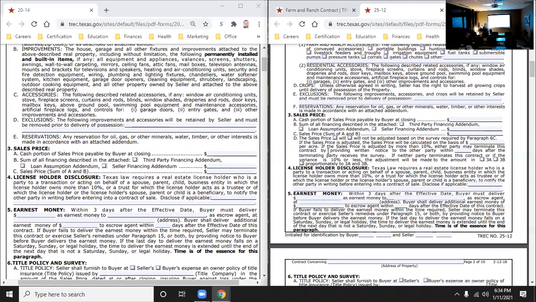Look at D. The sales price will or will not be adjusted based on the survey required by paragraph 6C. If the seller's price is adjusted, the sales price will be calculated on the basis of blank per acre. If the sales price is adjusted by more than 10%, either party may terminate this contract by providing written notice to the other party within blank days after the terminating party receives the survey. If neither party terminates this contract, or if the variance is 10% or less, the adjustment will be made to the amount in paragraph 3A, B, or proportionately in 3A and B.